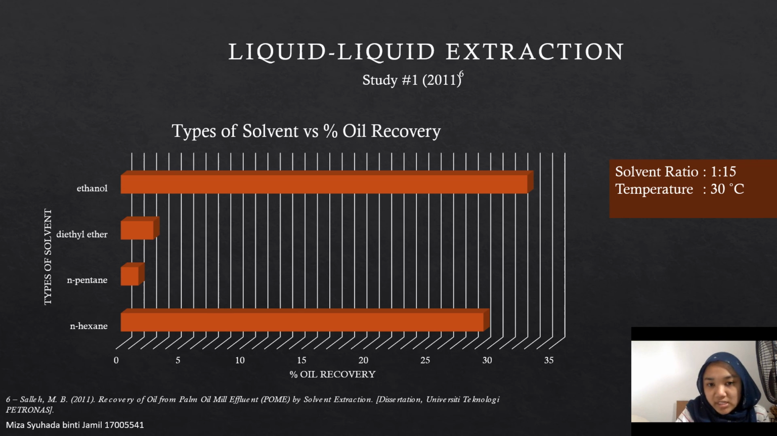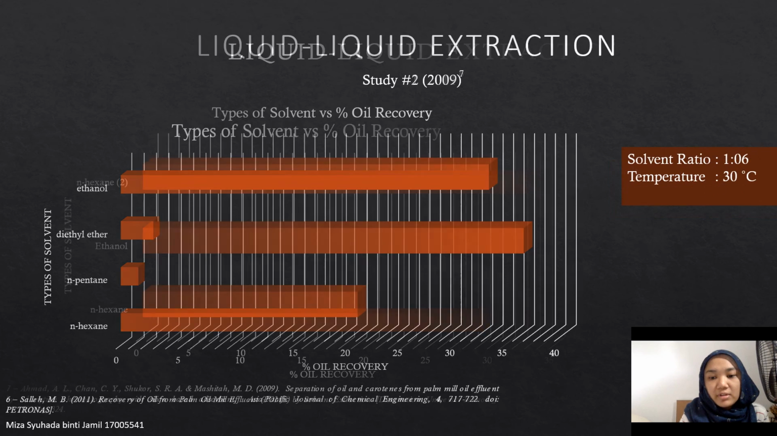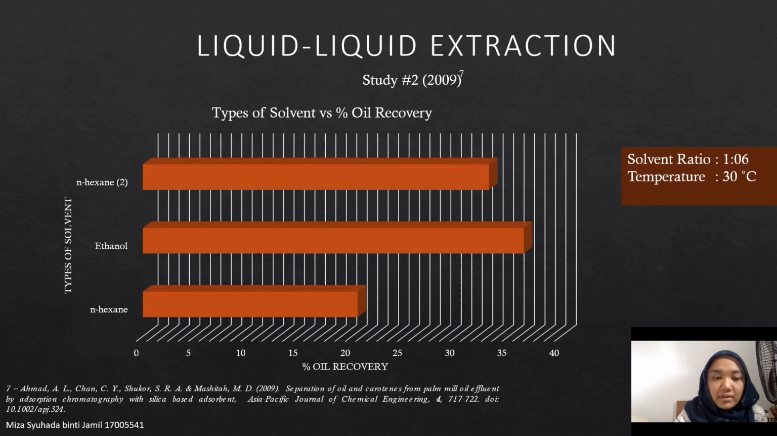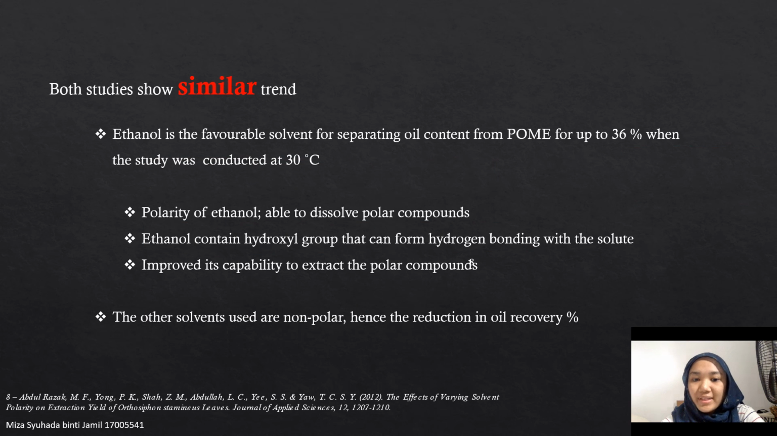These are the trends when the experiment is conducted at 30 degrees C, and ethanol is the highest. Let's look at the second study. This study is also using ethanol and two other types of solvent, n-hexane and n-hexane 2, at a temperature of 30 degrees C. We can conclude one thing, because they show a similar trend in which ethanol is the most favorable solvent for separating oil content from POME, with up to 36% recovery when the study was conducted at 30 degrees C.